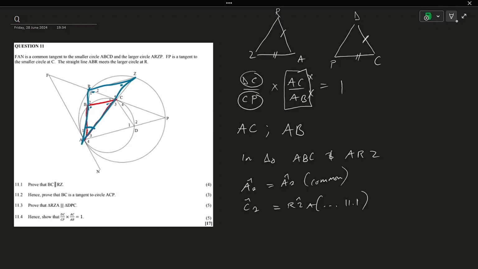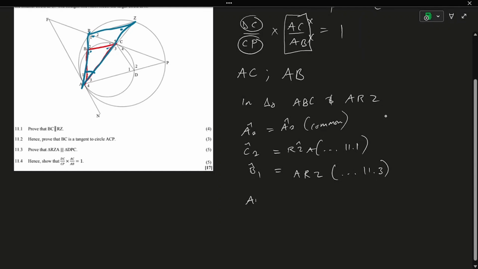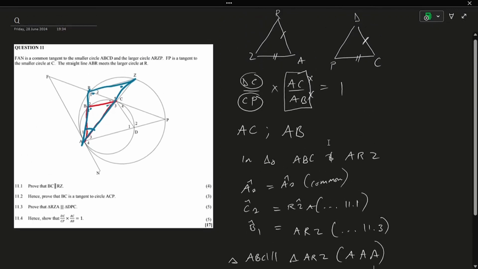This means that B1, we've already proved that B1 is equal to ARZ. Again, we proved this in 11.3. So this means that triangle ABC is similar to triangle ARZ because of the same reason. We found that all angles are equal. Now that we have ABC and ARZ, we can now enhance our triangles, right?